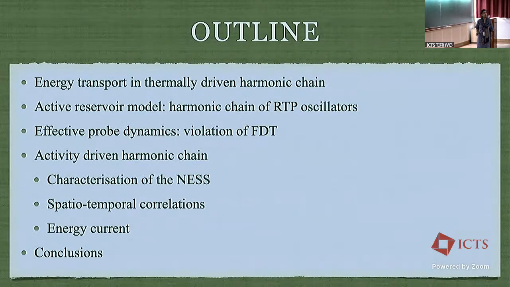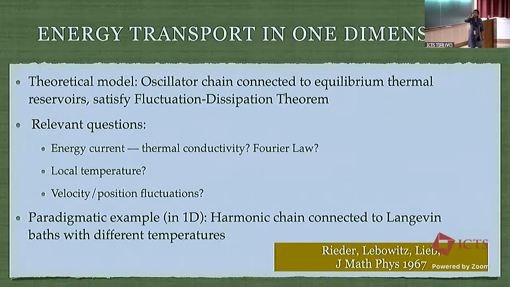So that's what we are going to, I mean, we'll try with a simple model in this talk. So this is going to be the outline. I'll give a brief overview of energy transport in thermally driven model systems, modeled by harmonic chain. Then I'll go to a model of active reservoir. I'll define what I mean by active reservoir. And then we'll see how this violates something called fluctuation dissipation theorem. And then we'll go to activity driven harmonic chain, and let's see how far we can go. Please stop me at any point if something is not clear.